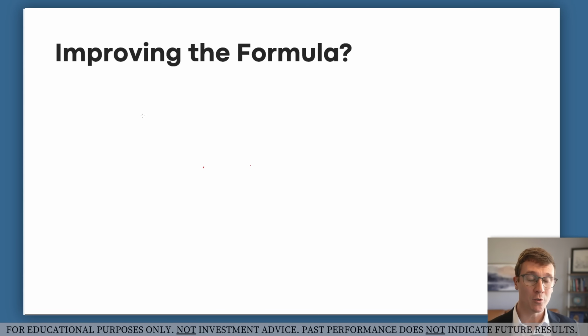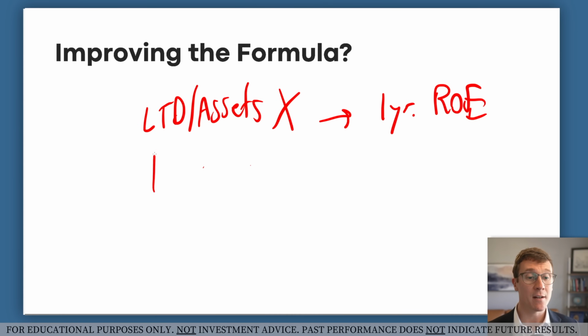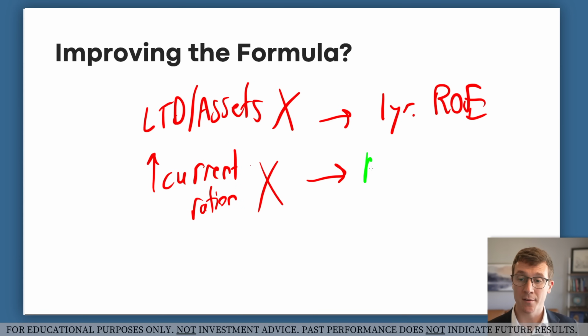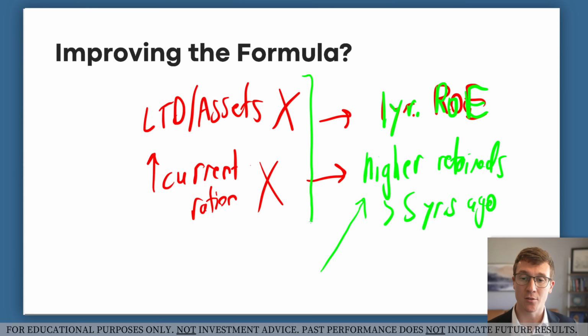In my new and improved Petrosky F-score formula, I took away the increase in long-term debt relative to assets, and I replaced that with a 1-year change in return on equity. And then instead of using a higher current ratio, I replaced that with companies with higher retained earnings today on their balance sheet than they had 5 years ago. So these two metrics were added to the equation and these two were removed.